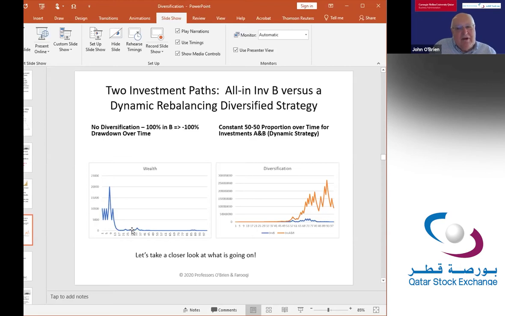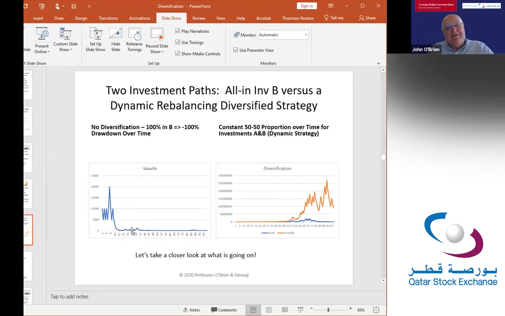Once you get to really small amounts, it's almost game over. If you've got $10 and you double it, you get 20. If you halve it, you're back to 10. If you halve it again, you're back to $2.50. If you halve that again, you're down to $1.25. That's what I mean by the 100% drawdown.